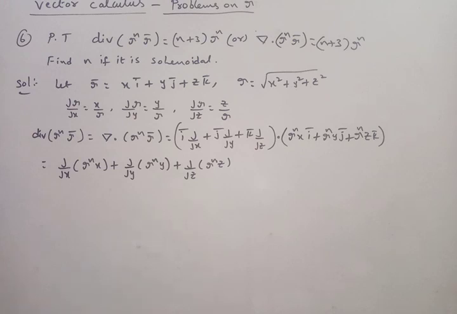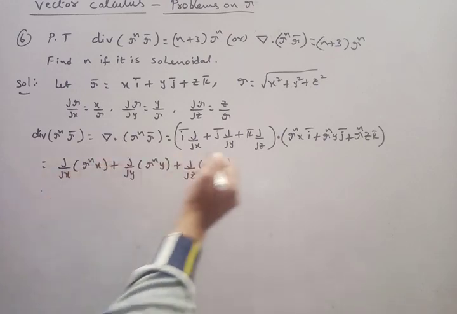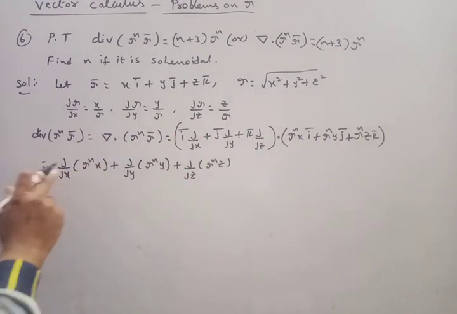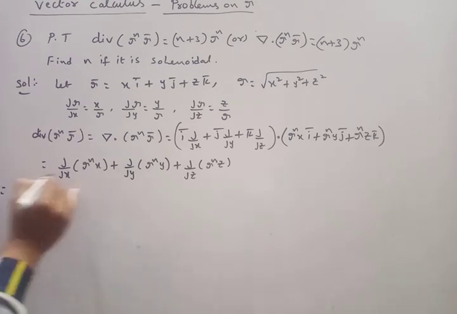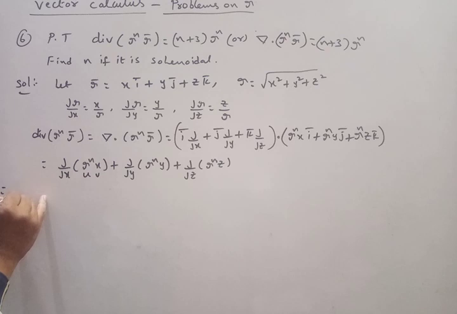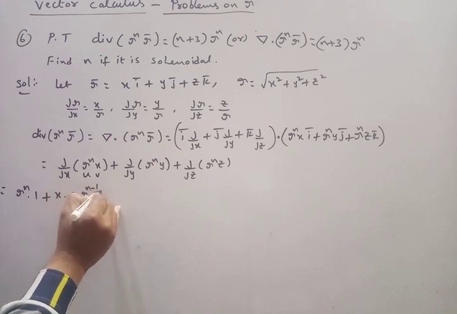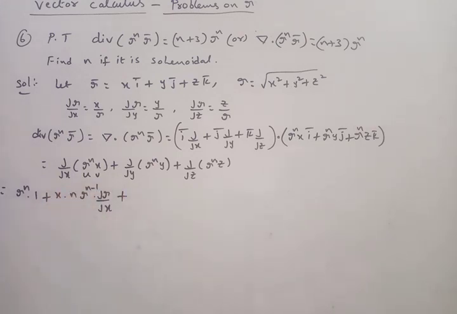To solve this, what I am doing here, I am just writing this as summation for ease, or you can solve directly. Okay, we will solve directly. So if I solve directly, what I get here? UV method: r^n into differentiation of x, which is 1, plus x into differentiation of r^n, which is n r^(n-1) ∂r/∂x, ma, ∂r/∂x.